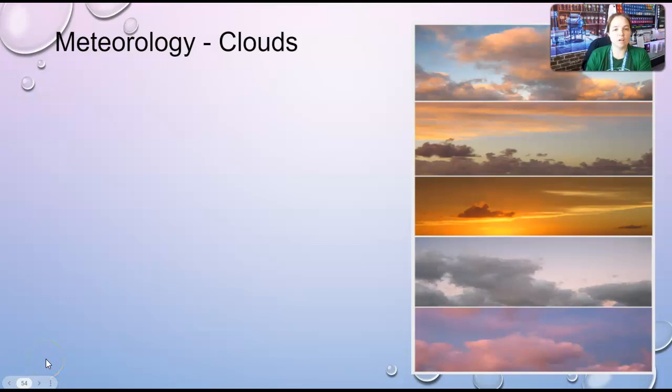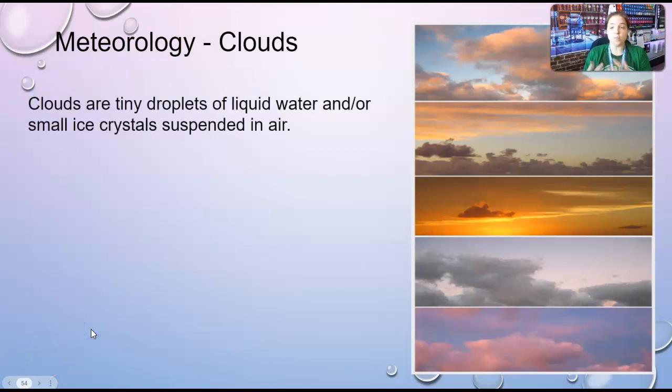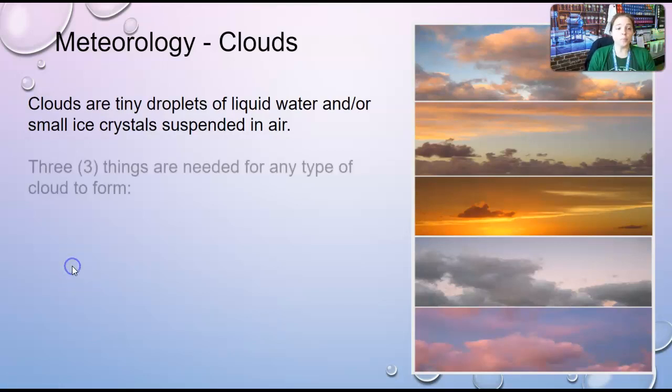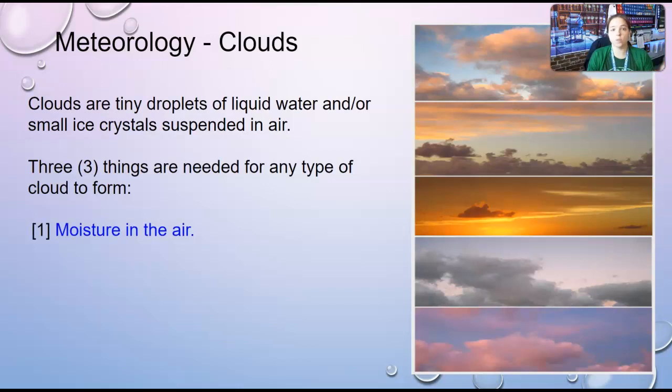All right, so now we're going to start on clouds and pressure. So clouds are just tiny droplets of liquid and/or small ice crystals suspended in air. Three things are needed for any type of cloud to form. The first is there has to be some type of moisture or water in the air. And then you have to have the presence of condensation. That means we're going from water vapor to liquid water. It's got to go back from the gas phase to the liquid phase.